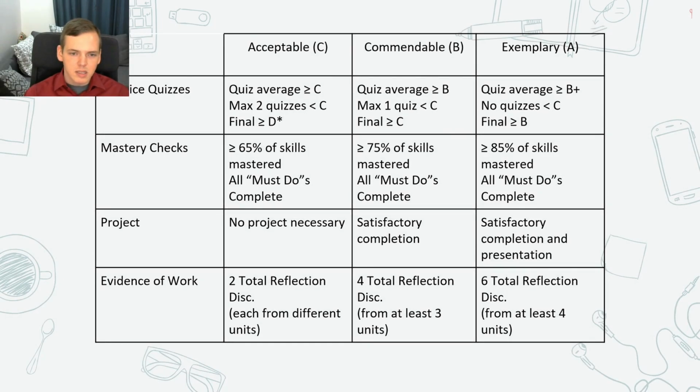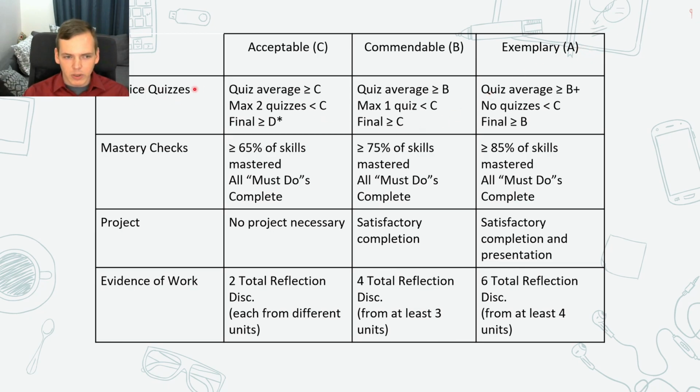So this is the grading contract here for the physics class, and so you can see across the top we've got the different grades, so you can earn a C, you can earn a B, or you can earn an A in this class. There's, generally speaking, no pluses or minuses, just C, B, A, or F.